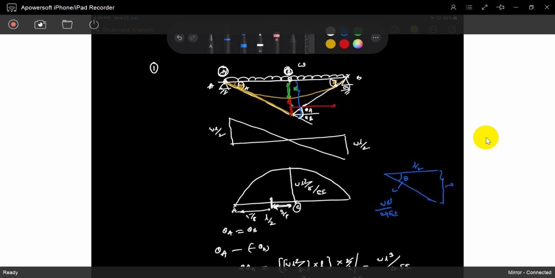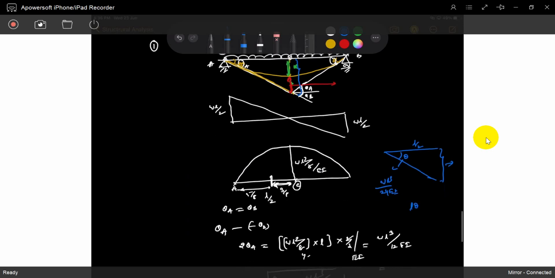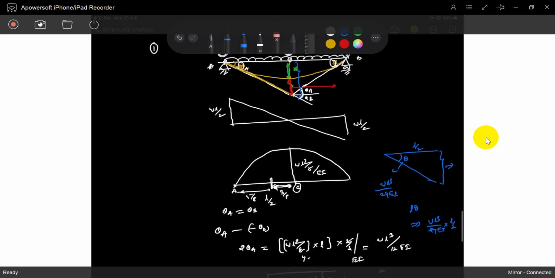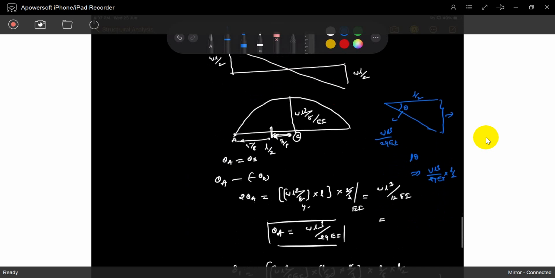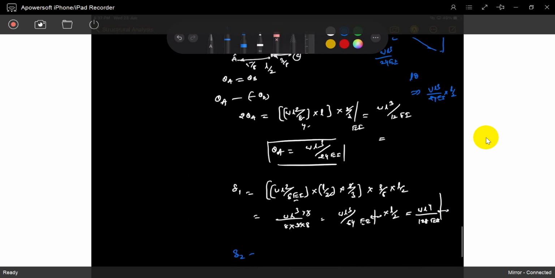So what is this value? L into theta. That's it now. So what is the total value? WL power 4 by 20A multiplied with L by 2. That's it now. So the total distance I call as delta 2. So that is delta 2 is WL cube by 24EI.